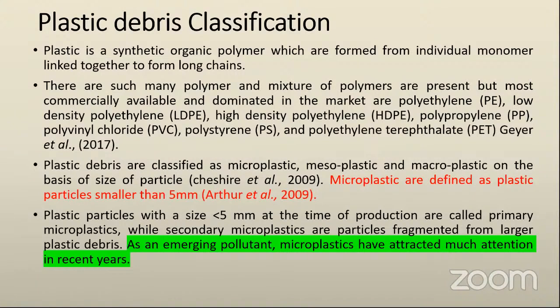Arthur et al. gave the basic definition of microplastic: any plastic particle smaller than 5 mm. Plastic particles smaller than 5 mm at the time of production are known as primary microplastic, while secondary microplastics are particles fragmented from larger debris. These microplastics have attracted much attention in recent years as an emergent pollutant.